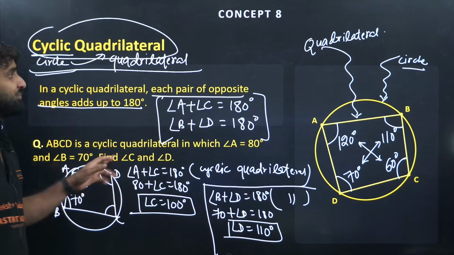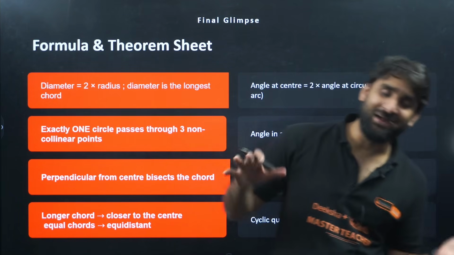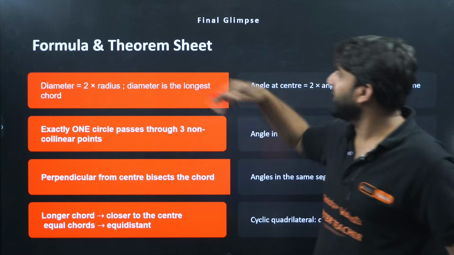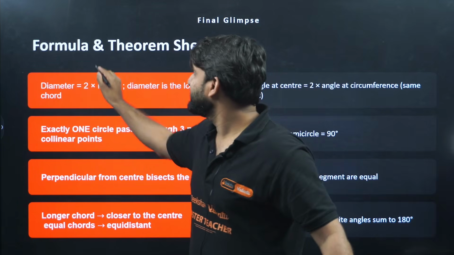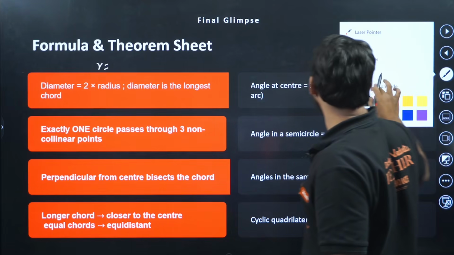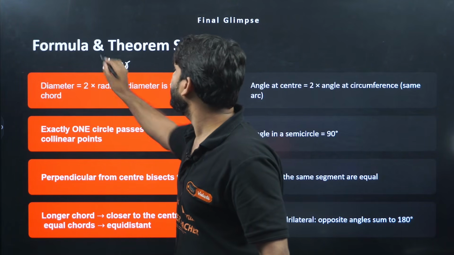Very easy question. So this is all about your chapter on circles. Now a final glimpse of the formulas and theorems we have discussed. The diameter is equal to twice the radius. The length of the diameter is basically twice the radius, so D is equal to 2R.